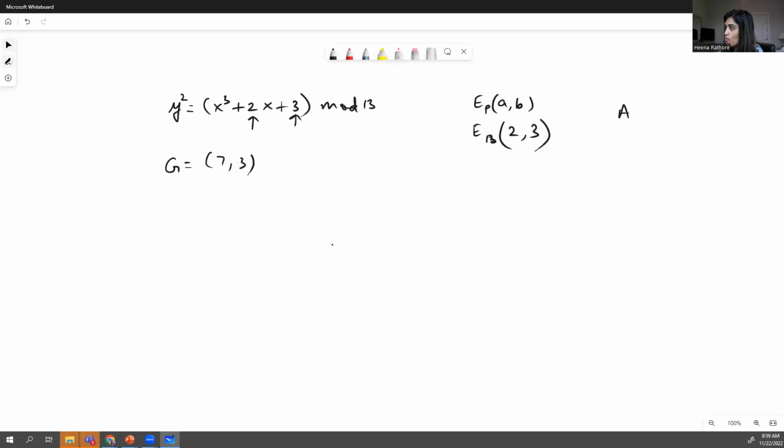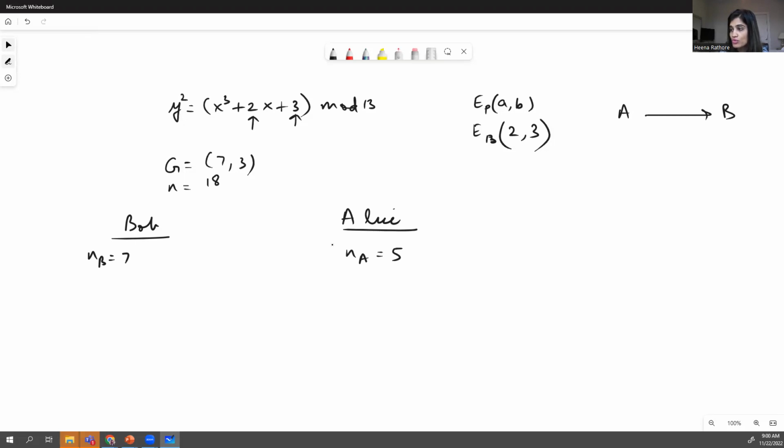So Alice and Bob want to communicate with each other. In this case, we are calculating the value of the secret key at the end. And the N value is 18, which means it's an elliptic curve under a finite field. So what do Bob and Alice do? Bob's N of B value is 7, which is private to Bob, and N of A is 5, which is private to Alice.